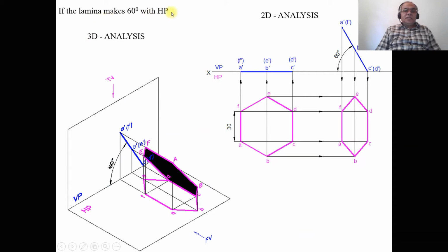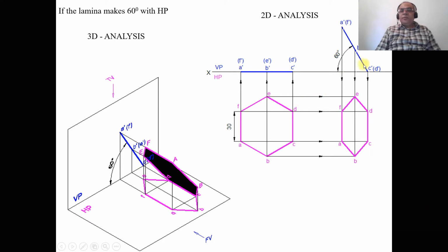Now the lamina makes 60 degrees to HP. So here we are resting CD on HP and making the surface inclined at 60 degrees to HP. Once the surface becomes inclined to HP, still the surface is perpendicular to VP. That is the reason why we are getting a line here. As we see from the front view, ABC is near to the observer, so A dash, B dash, C dash is visible. D, E, F is away from the observer, so D dash, E dash, F dash becomes invisible. So this is how the surface will be perpendicular to VP.